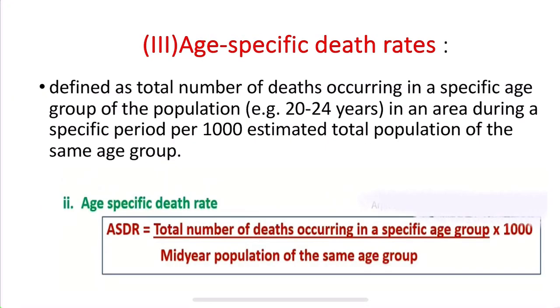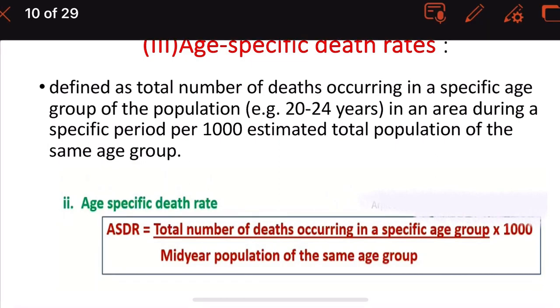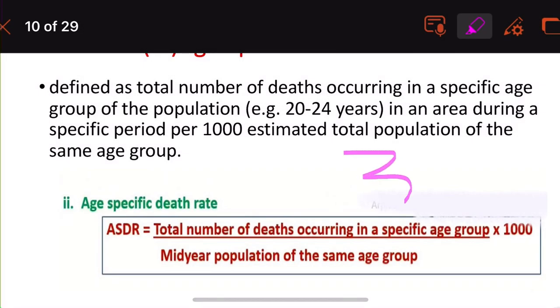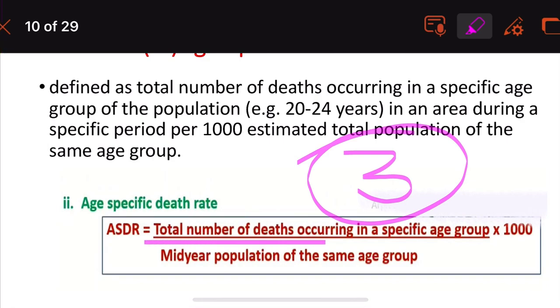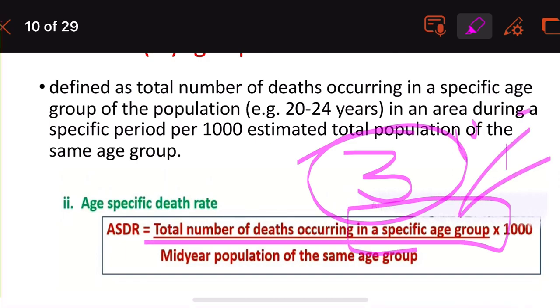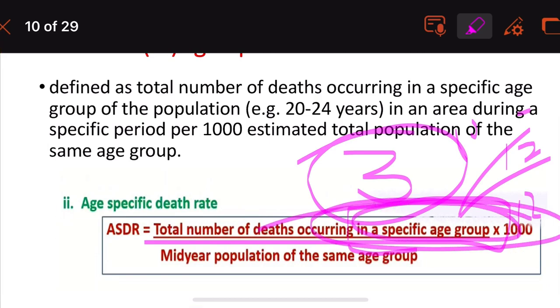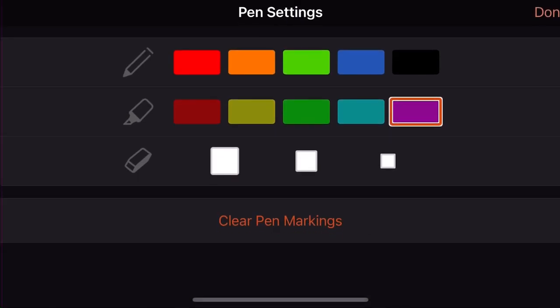Age-specific death rate. Moving on to the third one, age-specific. By the term itself, you know that it is the total number of deaths occurring in a specific age group. It could be any age group: 10 to 20, 20 to 30, 12 to 14. So for any age group, it is the total number of deaths occurring divided by the mid-year population of the same age group, into 1,000 as usual.